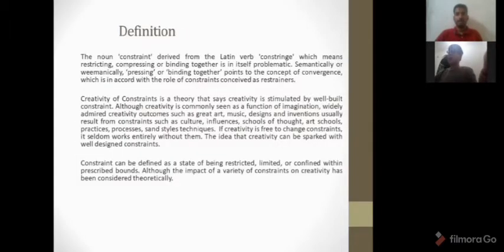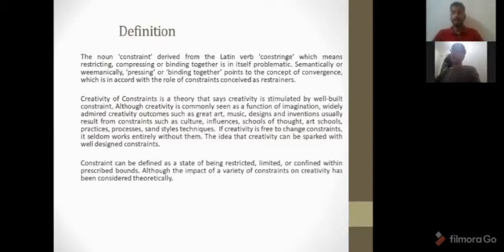The noun constraint derives from the Latin word constringere, which means restricting, compressing, or binding together, and is itself problematic semantically. Pressing or binding together points to the concept of convergence, which accords with the role of constraints as limiters. Creativity of constraints is a theory, the concept that says creativity is stimulated by well-built constraints.